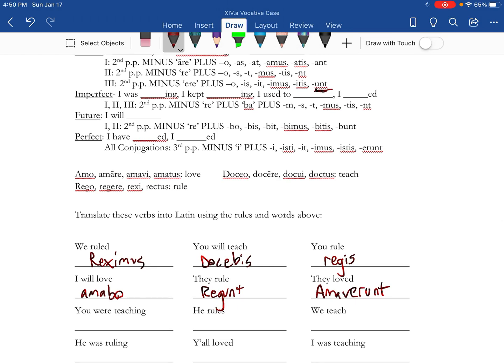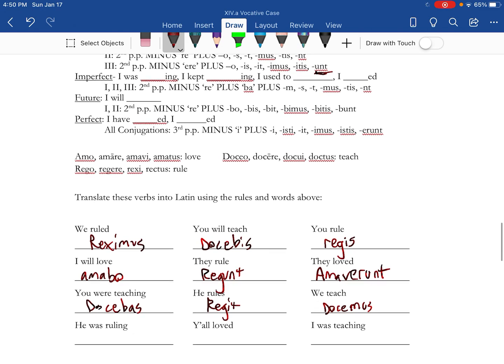You were teaching, was or were is imperfect. In imperfect, it says second principal part minus the re plus ba. And then you were teaching, it's going to be an s. He rules, present tense, so drop off the ere off the second principal part. The he is going to be a t. And so we teach, drop off the re, and add a mus.